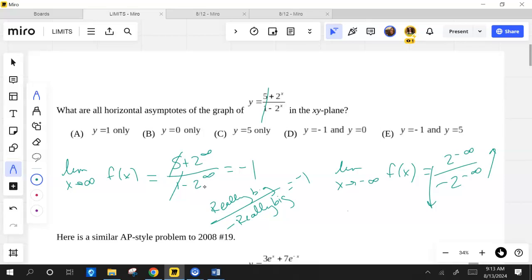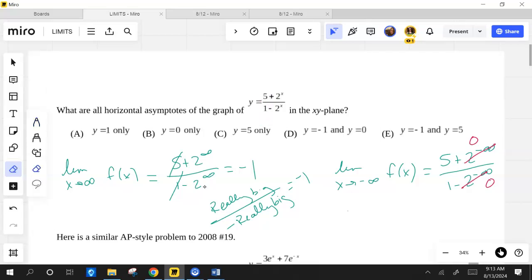We can't cancel these, this 5 and this 1, this time. Let me show you why we can't. Whenever it's negative infinity, if I've got 5 plus 2 to the negative infinity over 1 minus 2 to the negative infinity, this is not just really huge anymore. What is it? Really small. So this is 0, and this is 0. I can't cross this out.